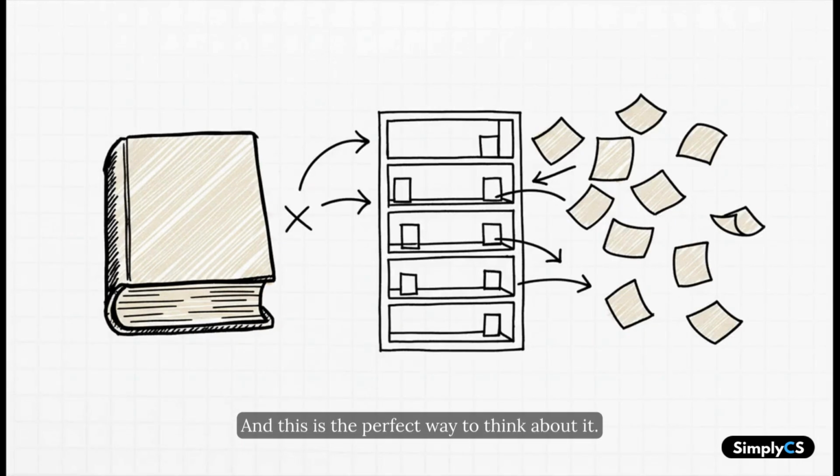And this is the perfect way to think about it. Forget about finding a giant empty shelf for your huge encyclopedia. With paging, you basically tear the book into its individual pages. Then you can stick page 1 on the top shelf, page 2 on the bottom, page 3 way over in the middle. It just doesn't matter where they go.